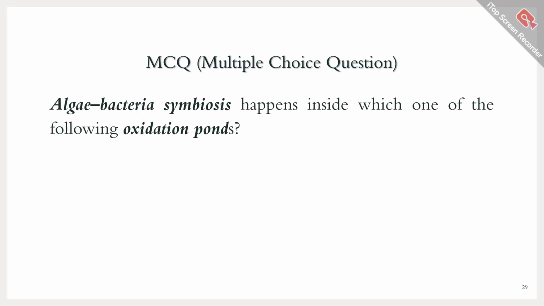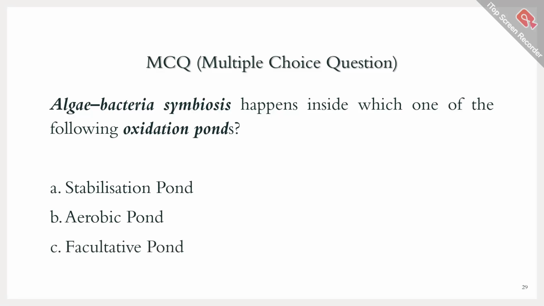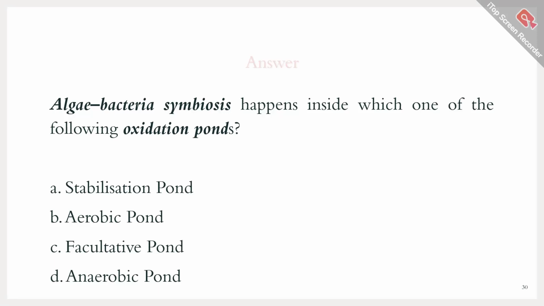Now let's move on to the next MCQ or multiple choice question. But one option will be correct again. Algae bacteria symbiosis happens inside which one of the following oxidation ponds? Option A, stabilization pond. Option B, aerobic pond. Option C, facultative pond. And option D is anaerobic pond. The correct option is option C, facultative pond. Facultative pond is the type of oxidation pond where algae bacteria symbiosis happens. It doesn't happen in the other ponds.